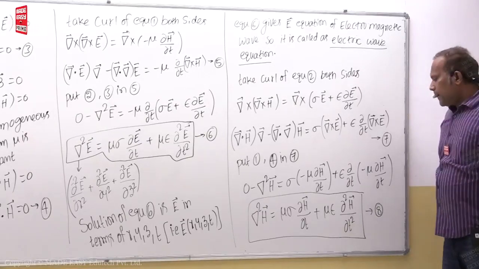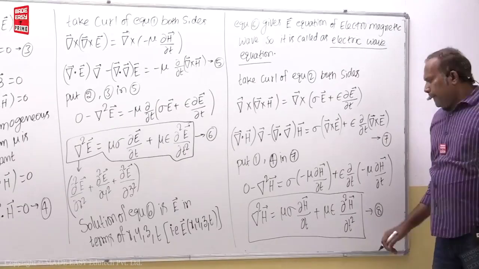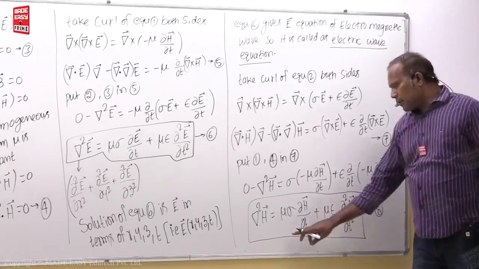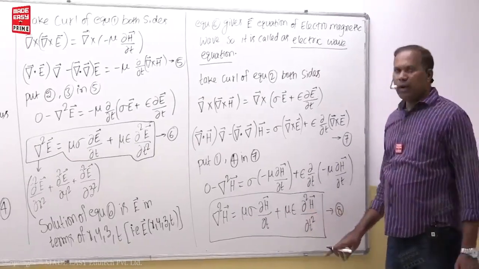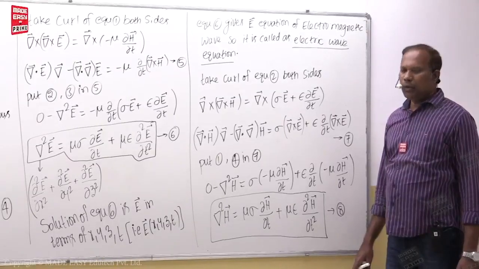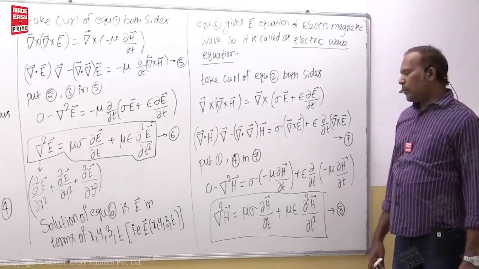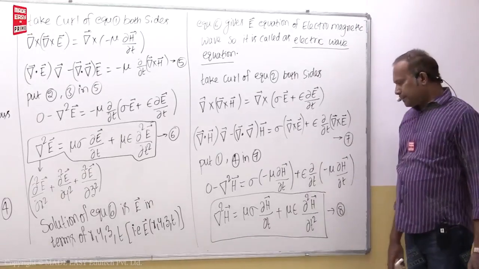Now dear students, H bar is also a function of x, y, z, t. Four independent variables are there. I told you if so many variables are there, it is difficult to solve, right?